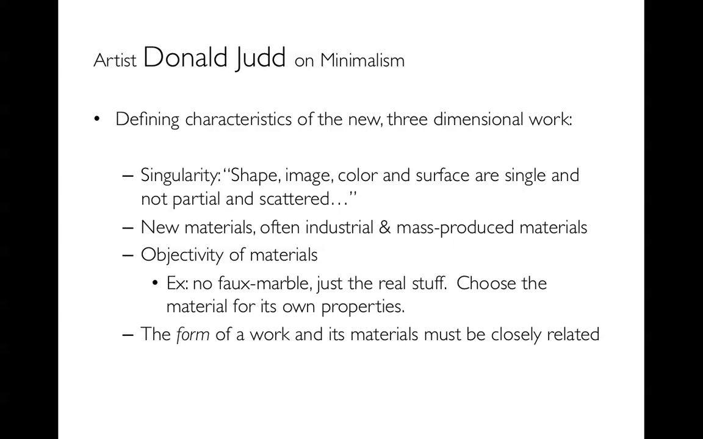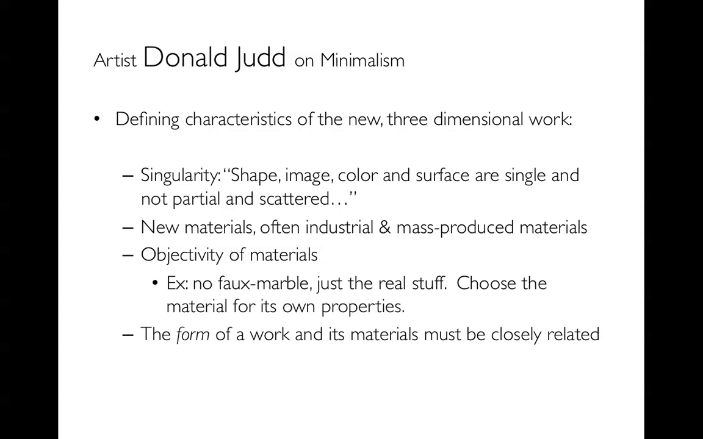Defining characteristics that Donald Judd notes: singularity. So he means that the shape, image, color, and surface are single and not partial or scattered. That they use new materials, often industrial and mass-produced materials. So this is a very big change from the past, where mass-produced materials would have usually been seen as a negative.